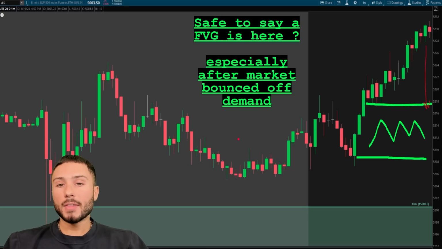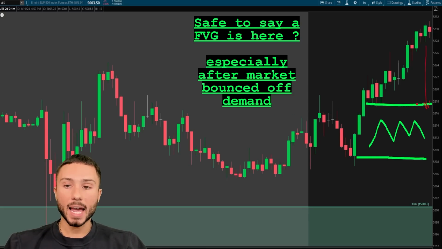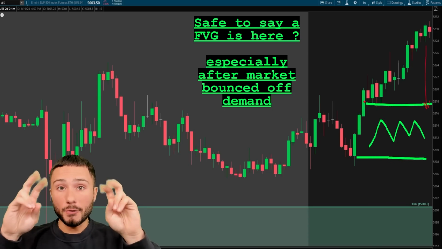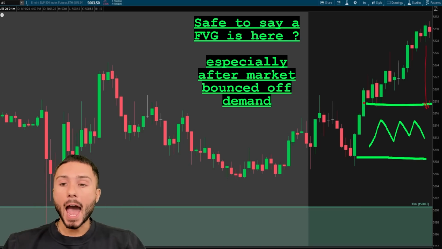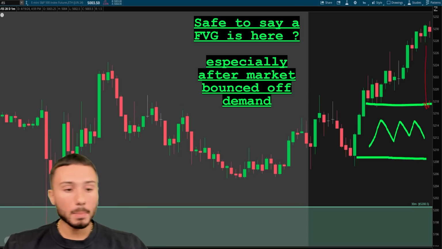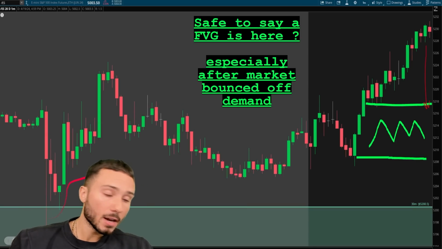So after reading that and understanding what a fair value gap is, would it be safe to say that there is a fair value gap here at 52.18 to 52.08-ish, highlighted by these green lines? The market rallied up, creating a fair value gap. As the market was rallying up, there was a disagreement between buyers and sellers, causing the market to aggressively move up higher, especially with this market bouncing off of this demand zone right over here.